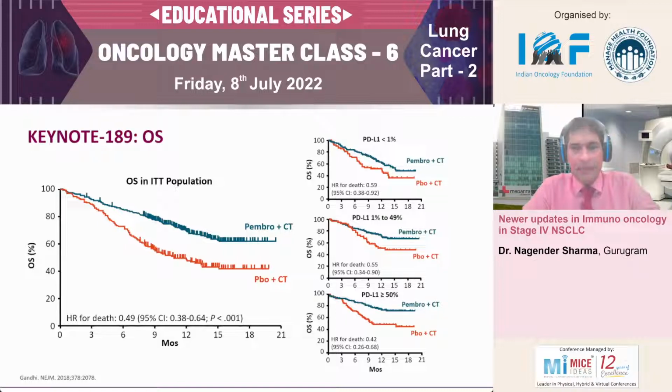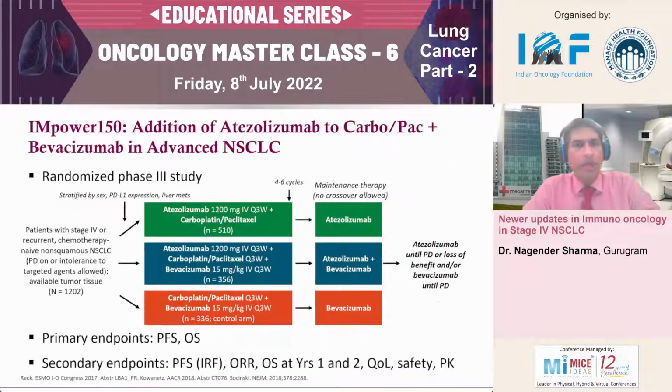Kaplan-Meier curves are wide apart. For those patients who are having a PD-L1 less than 1%, the hazard ratio was 0.59. For those patients who are having a PD-L1 1 to 49, it was 0.55. And for those patients who are having PD-L1 greater than or equal to 50%, it was 0.42. So this was favoring the experimental arm.